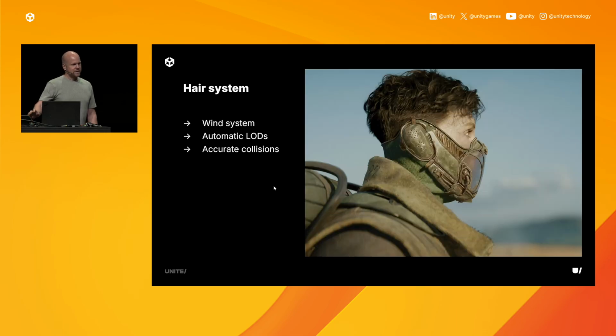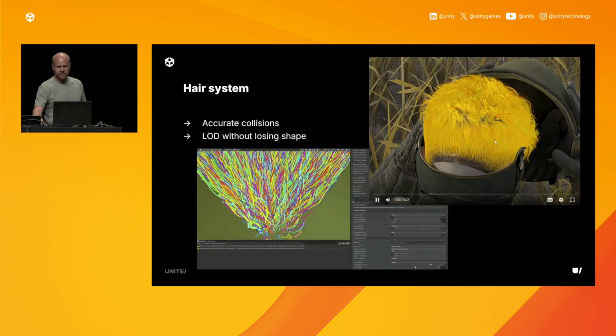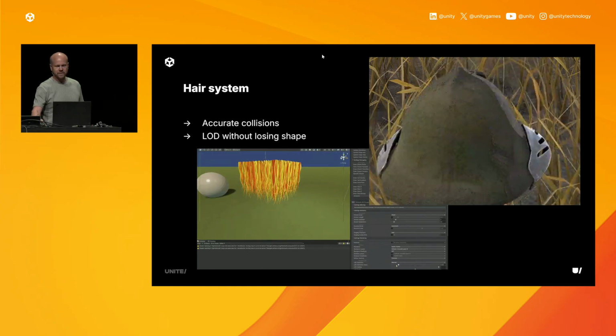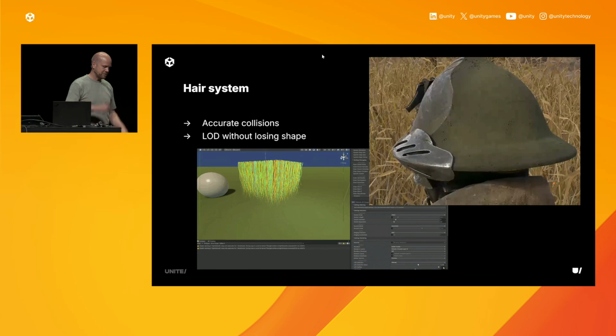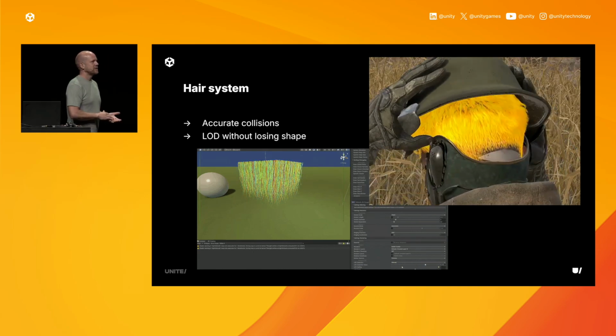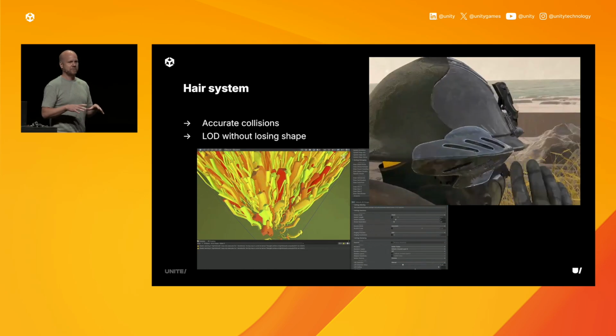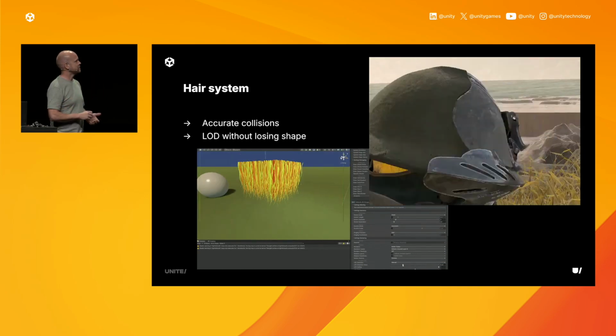Another thing is the hair system, which we updated and put a lot of work into. We added a wind system, automatic loading, and accurate collisions. There's one shot in the sequence where the character pulls off the helmet, and there's no flipping the hair on and off. It's actually being pushed down by the helmet, so it all interacts with the outfit.